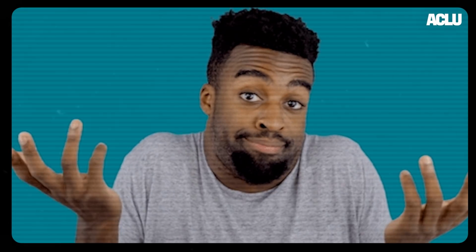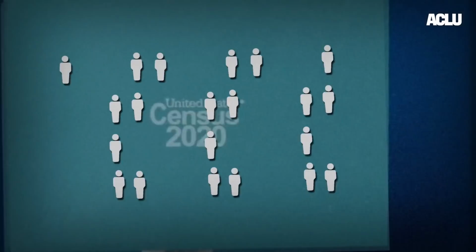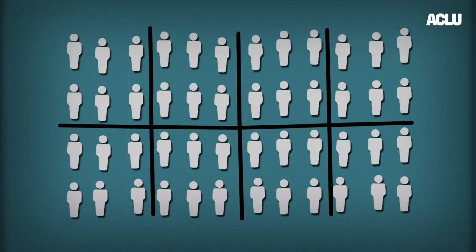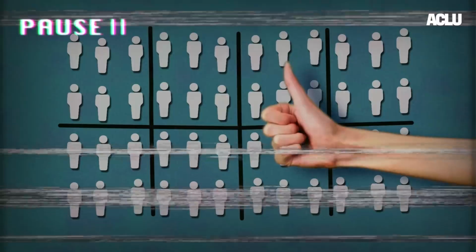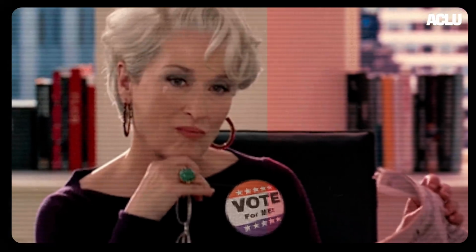So it should be pretty easy, right? Count up all the people in the country, that's called the census, and then divide them up evenly. Done and done. Except wait. What if politicians were able to rig the system so that they could keep getting elected year after year?